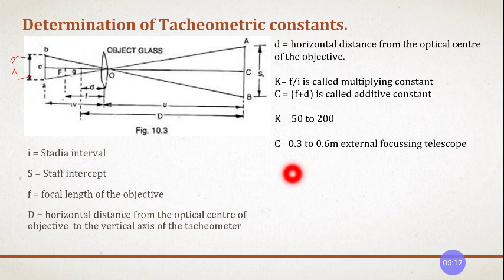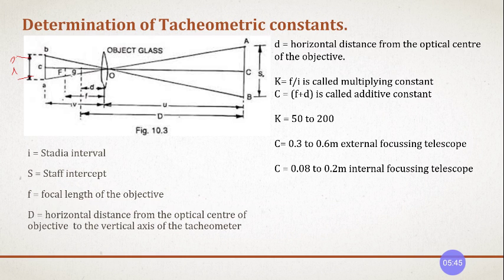And C is 0.6 to 0.3 in an external focusing telescope, right? The additive constant is 0.6 to 0.3 in the external focusing telescope. C is 0.08 to 0.2 in the case of the internal focusing telescope. If you see, the internal focusing telescope has a lesser additive constant.